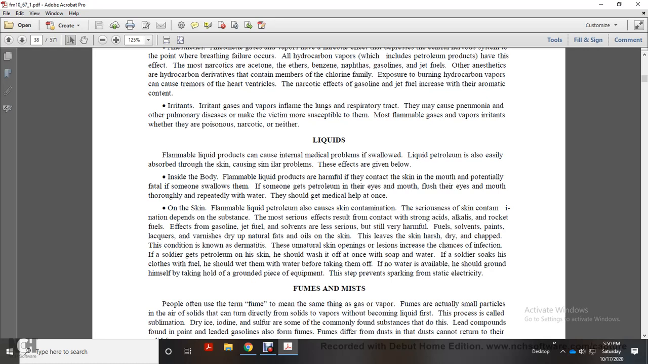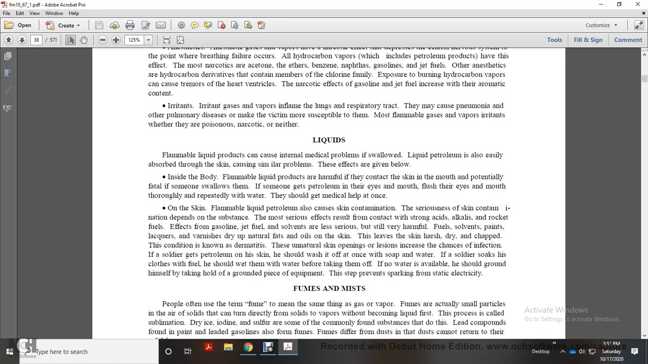On the skin, flammable liquid can cause skin contamination. The seriousness of skin contamination depends on the substance, the most serious effects being the result of contact with strong acids, alkalines, and rocket fuels. Effects of gasoline, jet fuel, and solvents are less serious but still very harmful. Fuel, solvents, paints, lacquers, and varnishes dry up the natural fats and oils in the skin, leaving the skin dry and chapped. This condition is known as dermatitis. Unnatural skin openings and lesions increase the chance of infection.